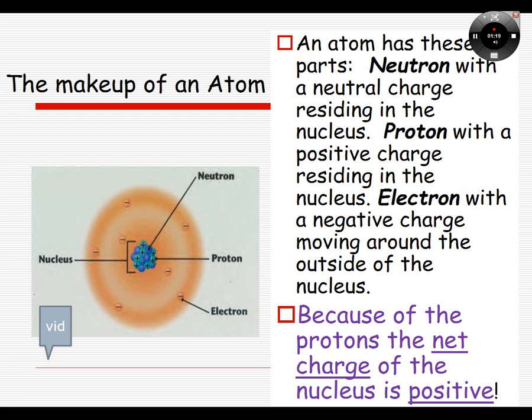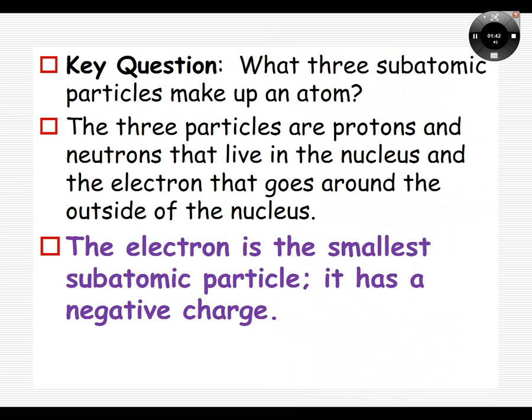An atom is made up of neutrons and protons in the nucleus. Protons are positive, neutrons are neutral, no charge. And the electron is going around the outside. The electron is about 1,800 times smaller than both the proton and the neutron. It has all of the negative charge. Because of the protons, the net charge of the nucleus is positive.